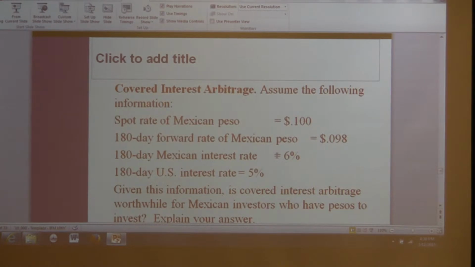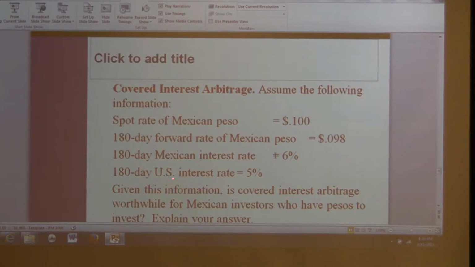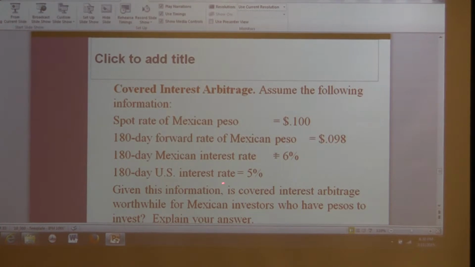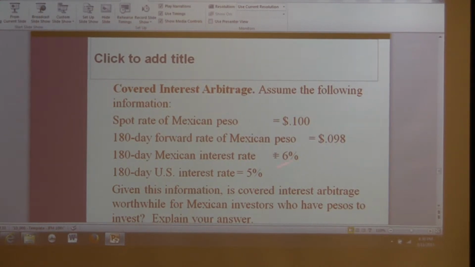Okay? So this is a little bit different. This goes in another way. Okay? And here, the following information. The spot rate of the Mexican peso is 0.1. The 180-day forward rate is 0.098. The Mexican interest rate is 6%, and the US interest rate is 5%. Given this information, is covered interest arbitrage worthwhile for Mexican investors who have pesos to invest?